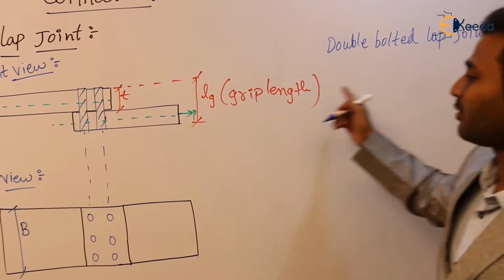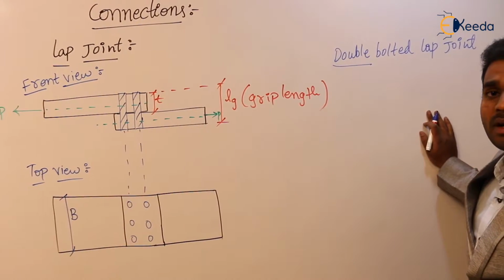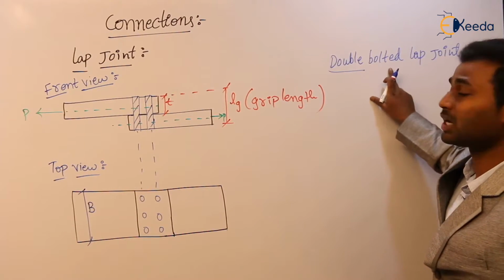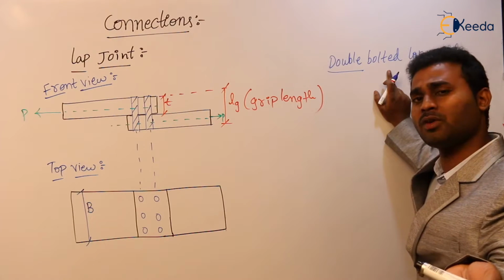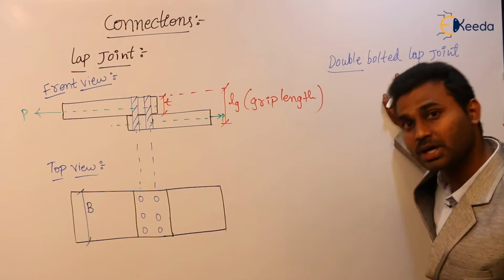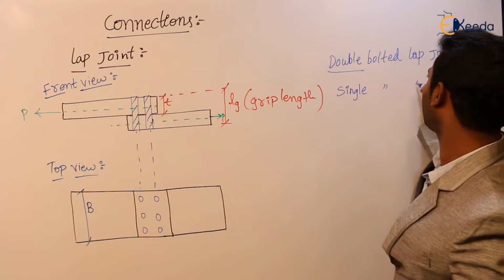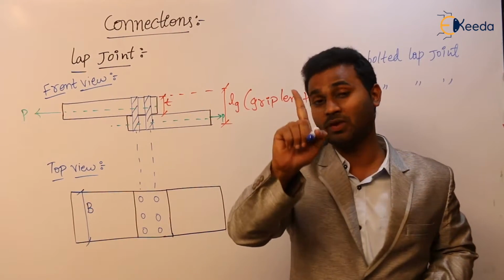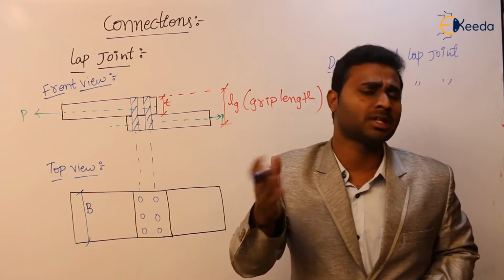It means here how many lines are provided? 2 lines. So double bolted. Okay. Double bolted does not mean 2 bolts. Chances are there for you to get confused. Double bolted means 2 lines. In each line, a number of bolts may be present, more than 1, 2, 3. So it depends. But a double bolted lap joint means 2 lines of bolts are provided. Similarly, a single bolted lap joint means only 1 line is provided. In the example, we have seen only 1 bolt. If only 1 line of bolts is provided, in that line there may be more than 1.